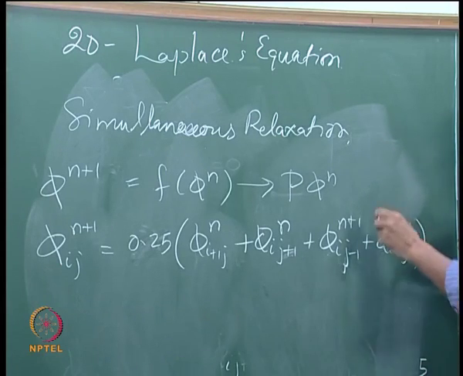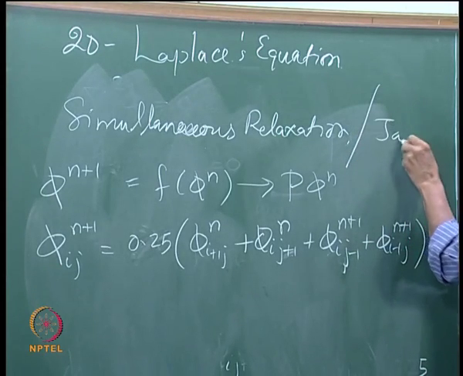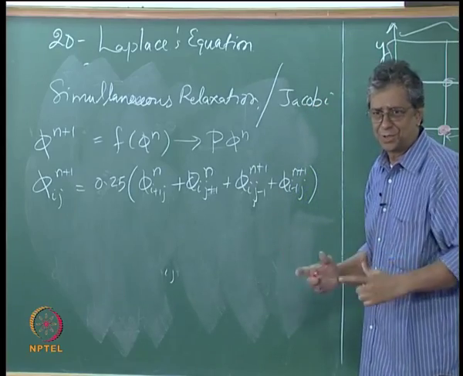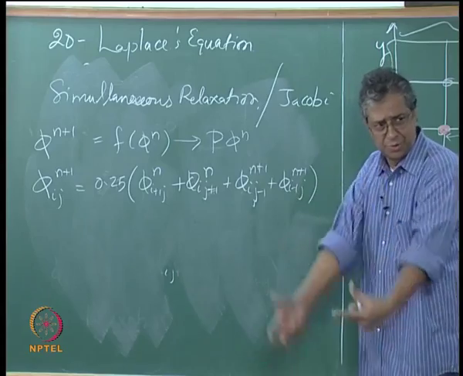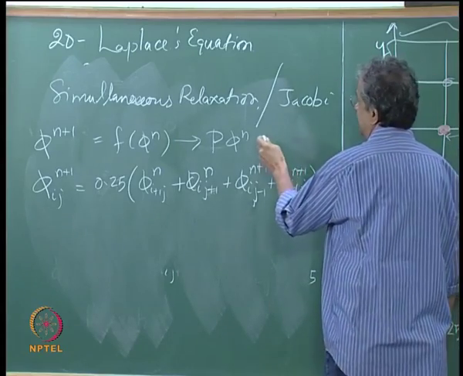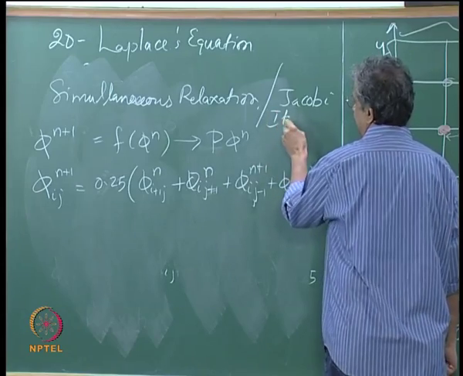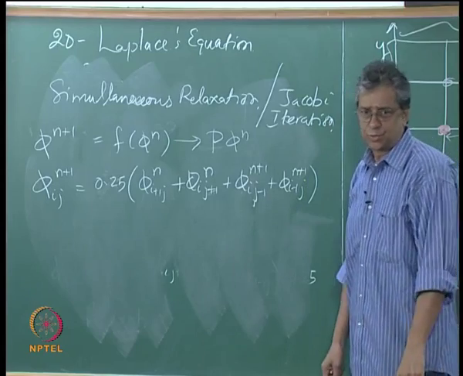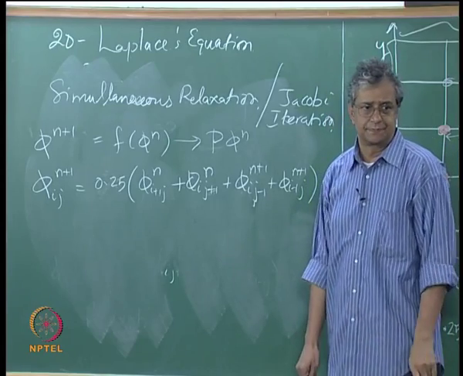The first one, simultaneous relaxation, is also called Jacobi. Depending on which direction you are coming from, they have different names and they are attributed to the people that brought up the thought of the algorithm. Simultaneous relaxation is also called Jacobi iteration. Is that fine?